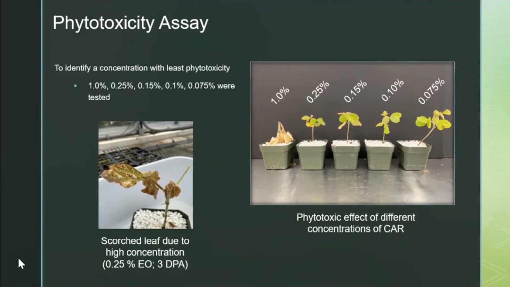The soybeans were sprayed with different concentrations, left for 3 days, and then the phytotoxicity severity was scored. As you can see from the pictures, there are different phytotoxic effects for different concentrations of a particular essential oil. As you can also see, 0.075% concentration proved to be the least phytotoxic, in addition to also being effective in inhibiting white mold growth on the plate.